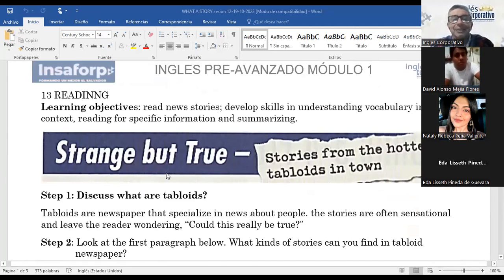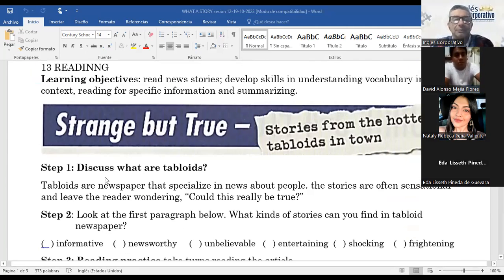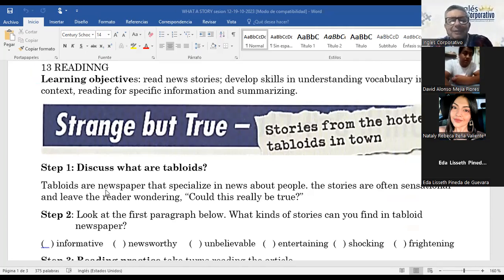So on the reading, you're going to get in groups of three or four max. And this is step one. You're going to discuss what tabloids are, okay? What are tabloids? Well, does anybody have an idea what tabloids are? It says a new newspaper. Yeah, in the newspaper. And for example, what do people write about in it?